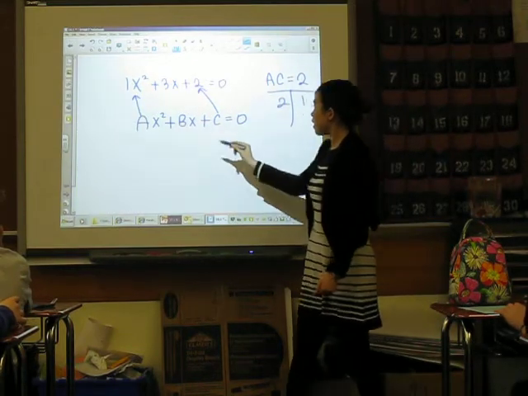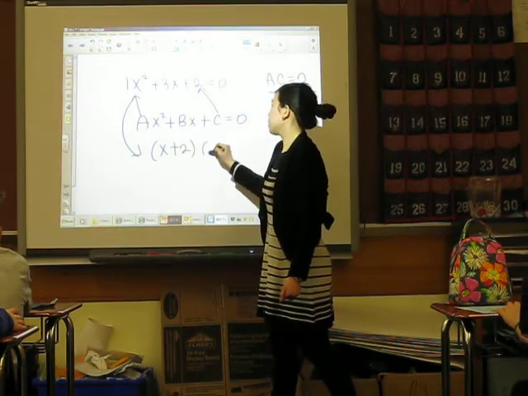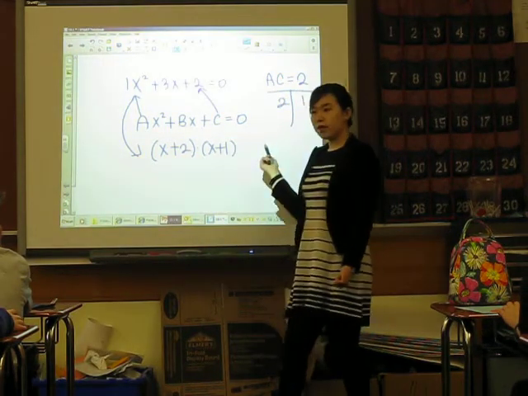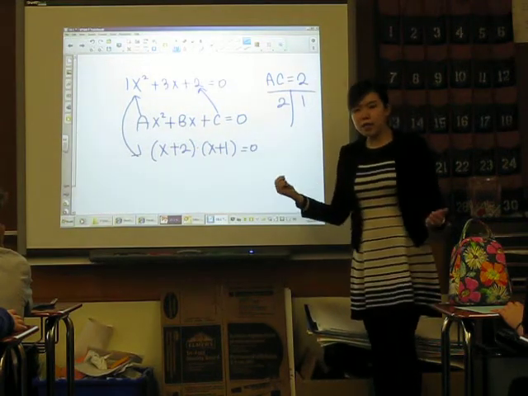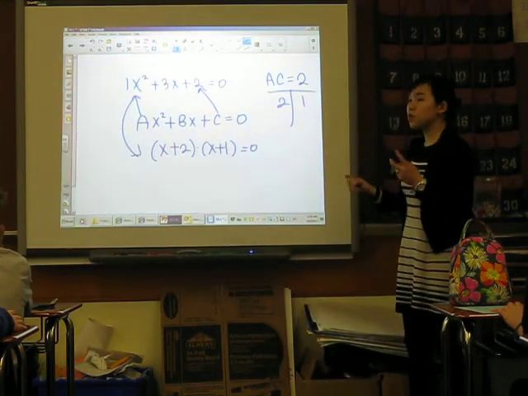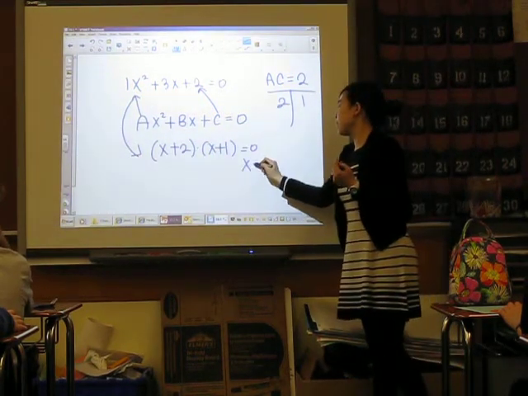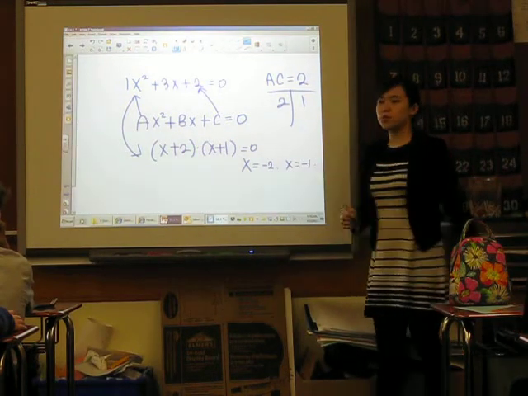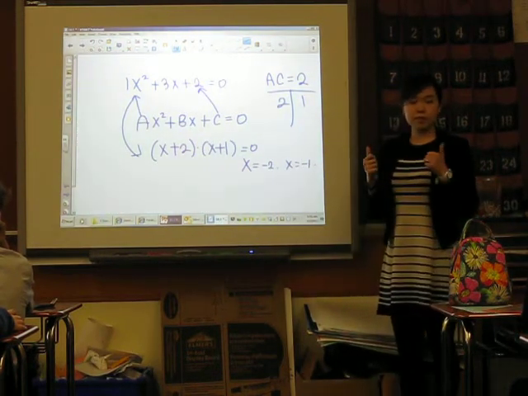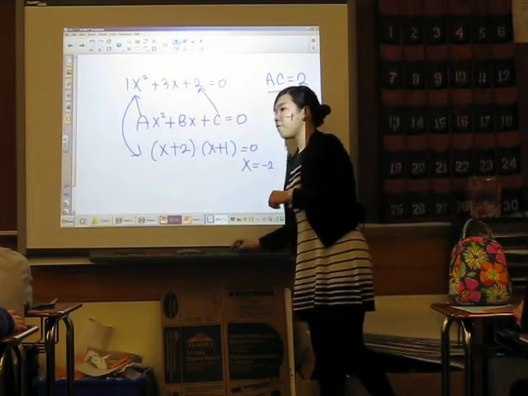So we can factor it as (x plus 2) times (x plus 1), and then put the equation notation. If I ask you for the two solutions of the quadratic, you can tell me x equals -2 and -1 as your two solutions, right? Everything's good so far?